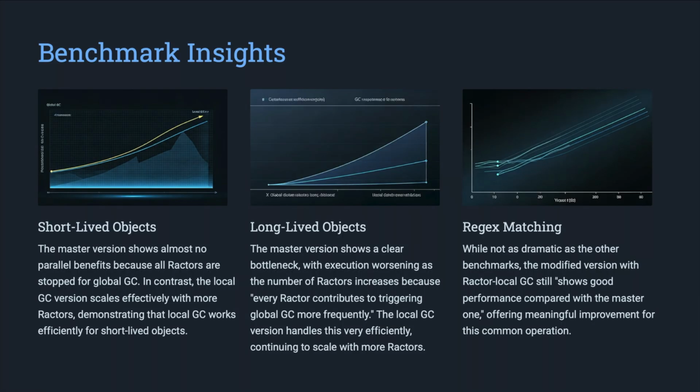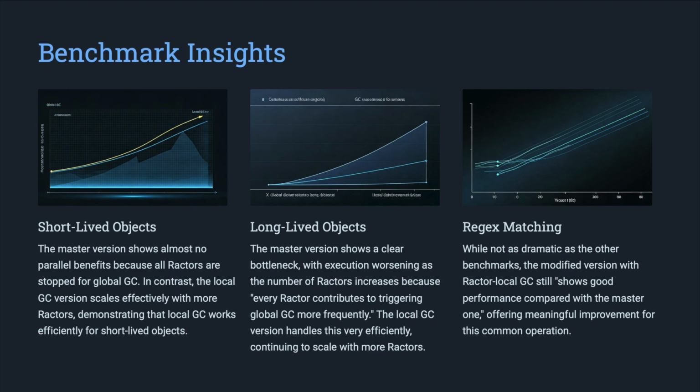Getting worse performance with more resources is like the definition of a scalability bottleneck. That's damning for the current global approach. It really isolates the issue. They also ran a simpler regex matching benchmark, and the local GC version showed good improvements there too, though maybe not quite as dramatic. So, boiling it down, what do these benchmarks tell us?